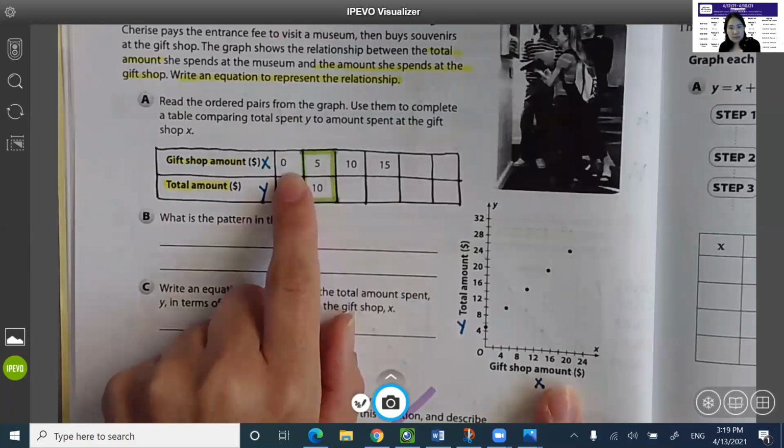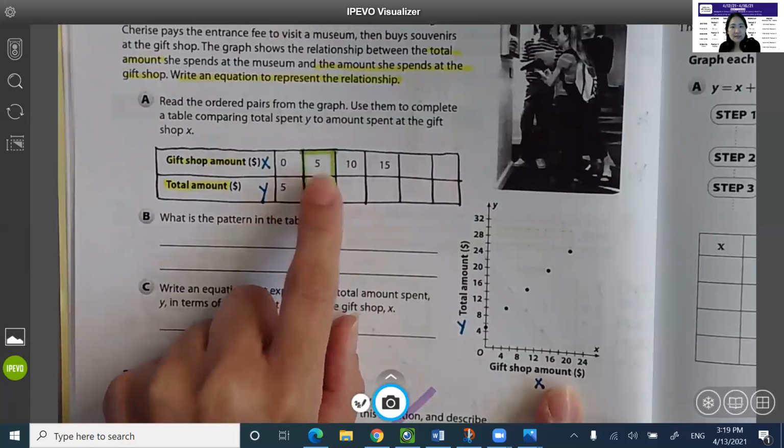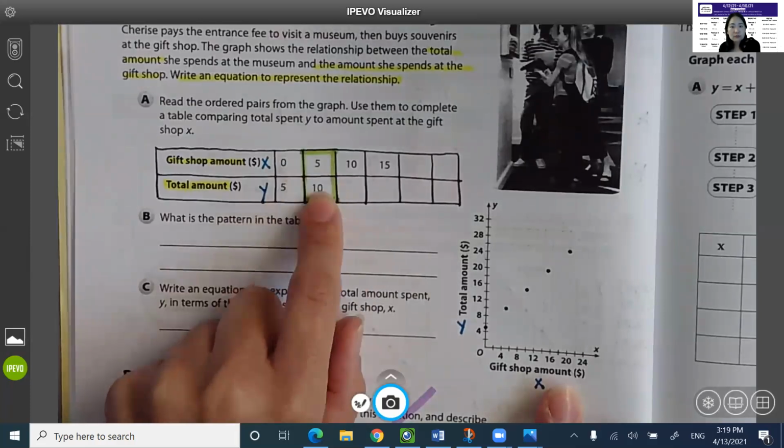So I'm going to do 0 times 2. But 0 times 2 is 0. Oh, you know what that means? That means this pattern does not work. What's another pattern that I can think of? What do you do to 5 to get 10? You can also add 5. 5 plus 5 is 10.